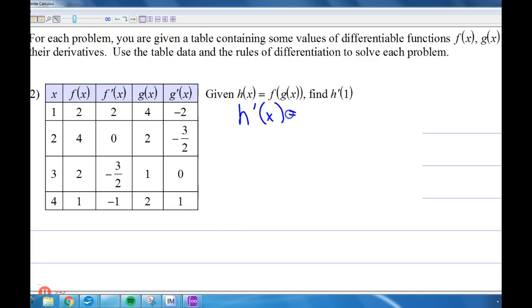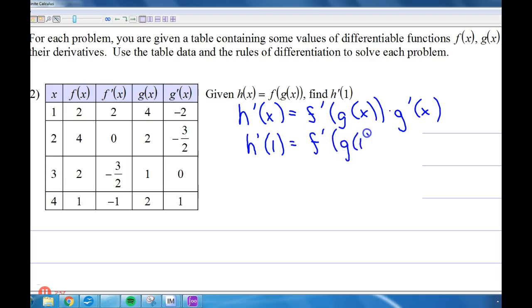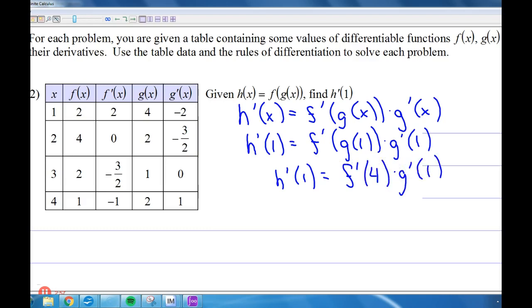So H prime of X equals F prime of G of X times G prime of X. So H prime of 1 equals F prime of G of 1 times G prime of 1. So what's G of 1? 4. What's F prime of 4? F prime of 4 is -1. G prime of 1, -2. So when you multiply those together, how many of you guys had +2? Questions?